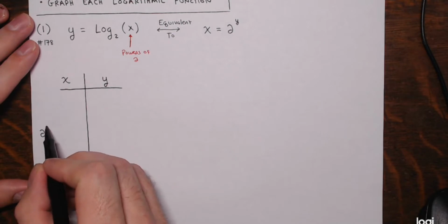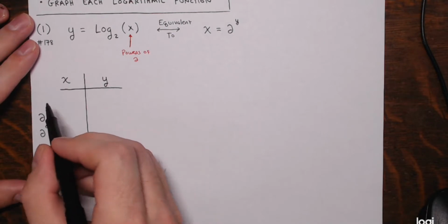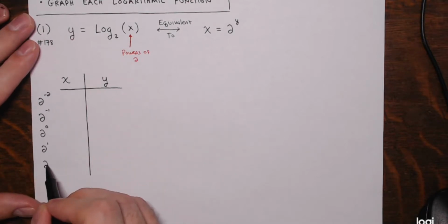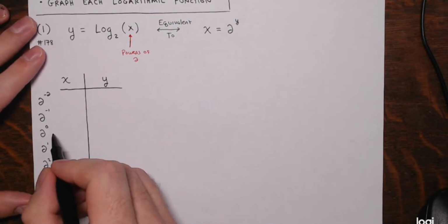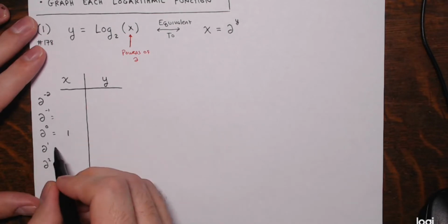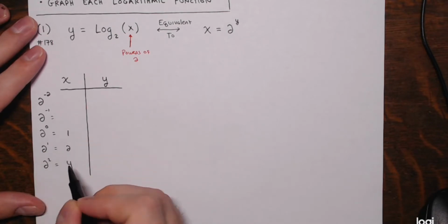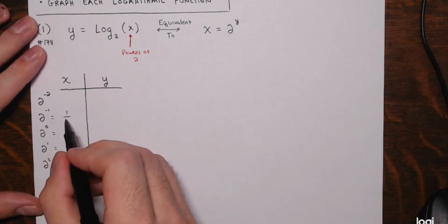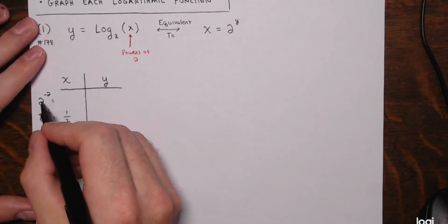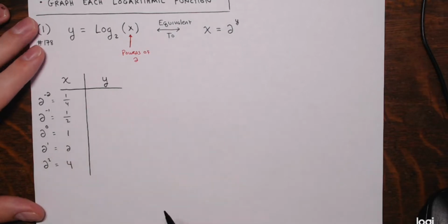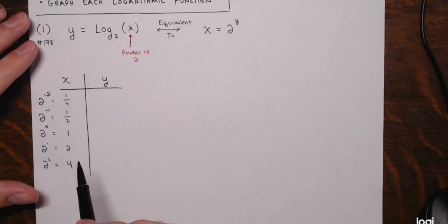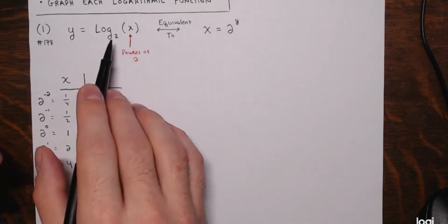So, 2 to the 0, 2 to the negative 1, 2 to the negative 2, 2 to the first, 2 to the second, and so on. Now 2 to the 0, that's going to be 1 for x. And remember, 2 to the first is 2, 2 squared is 4, 2 to the negative 1 is 1 over 2. Remember, the negative powers are just the reciprocals of the positive powers. 2 to the negative 2 is 1 over 4. So these are going to be my inputs. The inputs will be powers of whatever the base on the logarithm is.